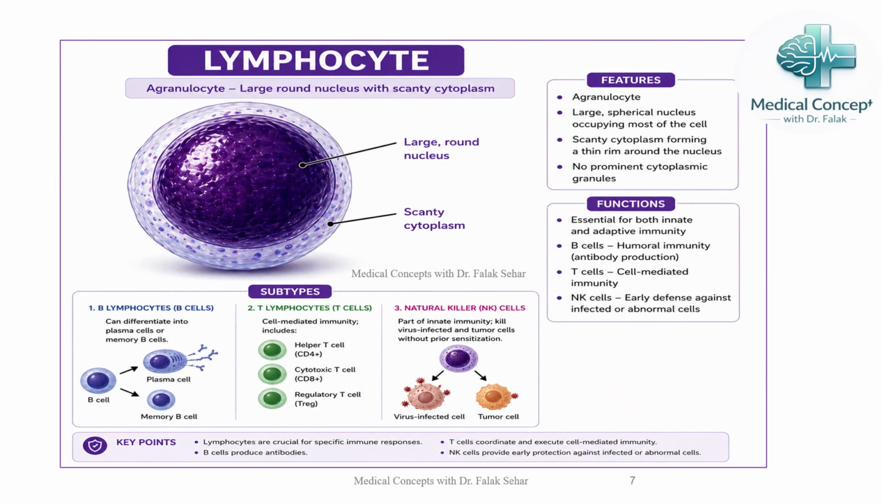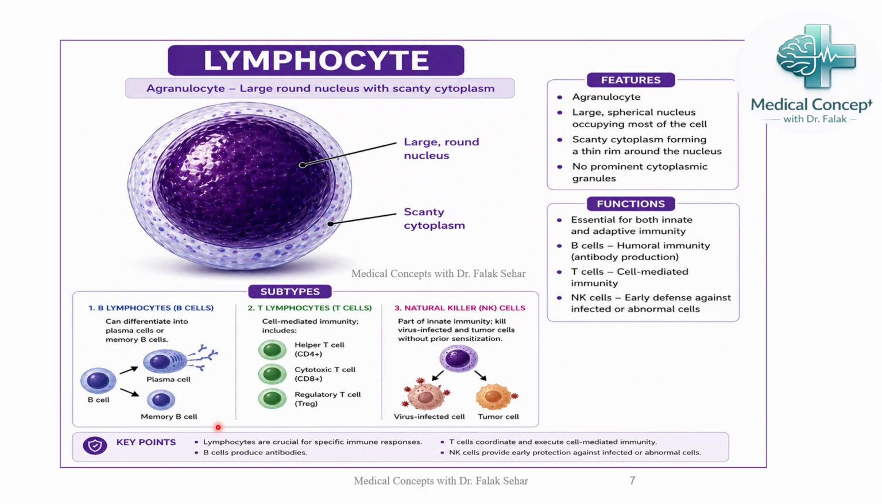This slide focuses on the lymphocytes, which are agranulocytes and the key cells of the immune system. Morphologically, lymphocytes are characterized by a large round nucleus that occupies most of the cell and only a thin rim of scanty cytoplasm. They lack prominent secondary granules, which is why they are also classified as agranulocytes. Functionally, lymphocytes are central to both innate and adaptive immunity.